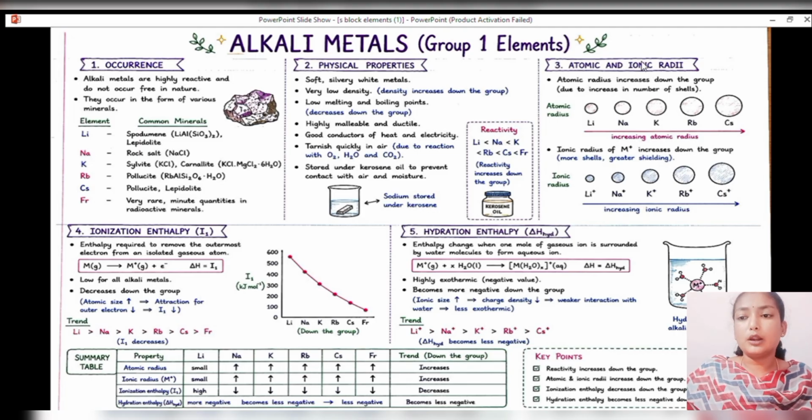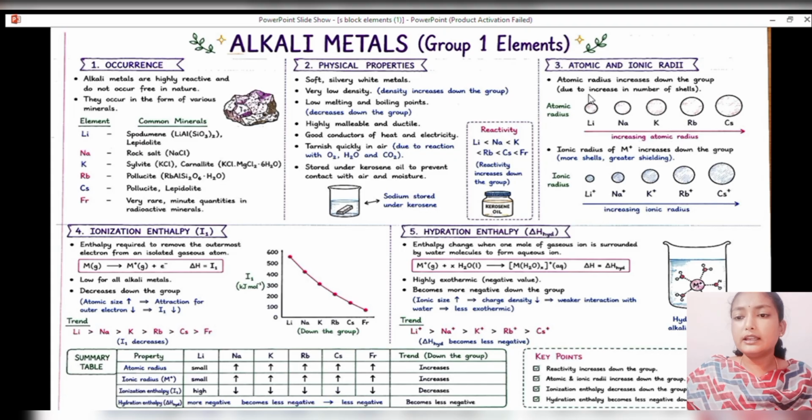Then if you see atomic and ionic radii, it is very simple. By seeing the image only, we can understand that lithium is very small compared to sodium, sodium is small compared to potassium, then rubidium, then cesium. The size of the elements increases as you go down the group, because they are explaining the periodic trends. In this third point, atomic and ionic radii, they explain a periodic trend. As you go down, the atomic radius and ionic radius increase, because the number of shells is added.